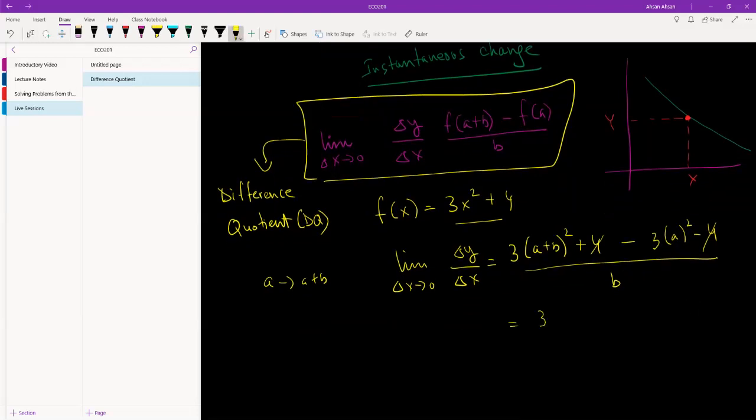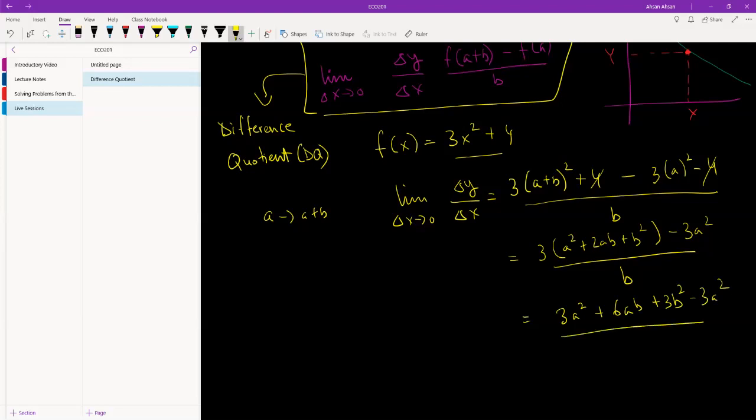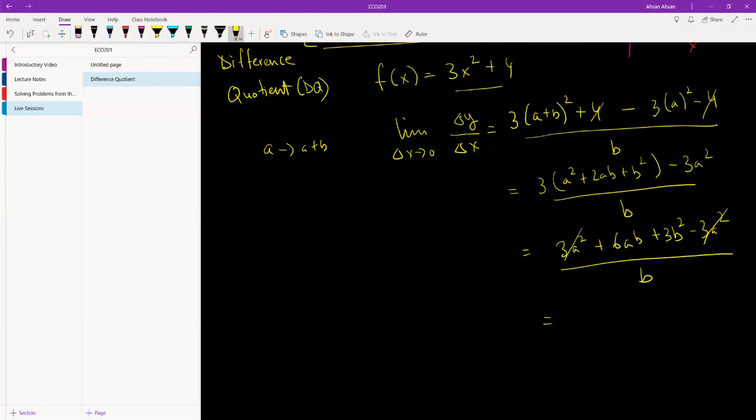What we get is 3 times (a squared plus 2ab plus b squared) minus 3a squared, divided by b. 3a squared plus 6ab plus 3b squared minus 3a squared, divided by b. So 3a squared and 3a squared cancel out, and we have a b in the denominator. So this and this cancel out. So we have 6a plus 3b.